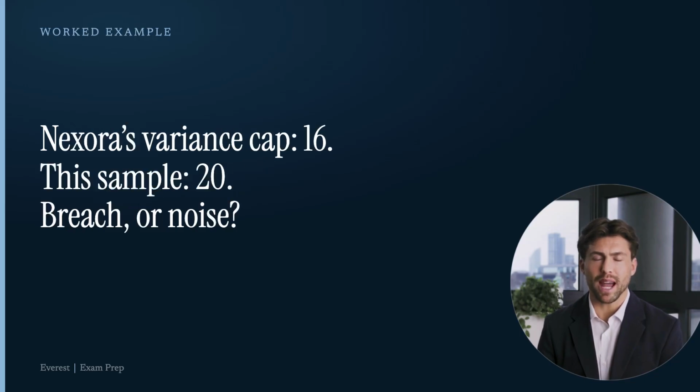Naxora's benchmark caps acceptable return variance at 16 in percent squared terms, about a 4% standard deviation. A fresh sample of 25 months shows Naxora's own variance at 20, noticeably higher. Is that a real breach of the cap or just sampling noise?